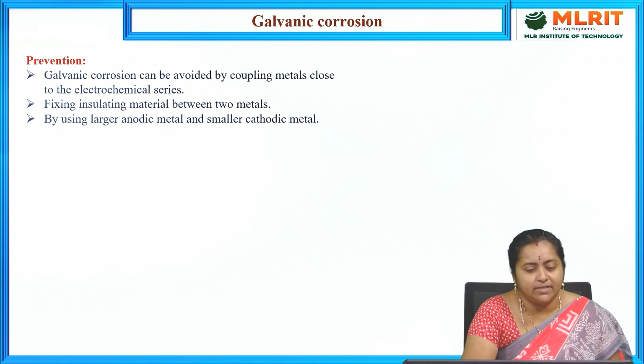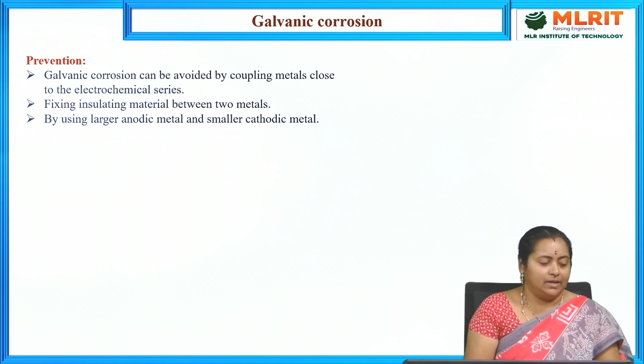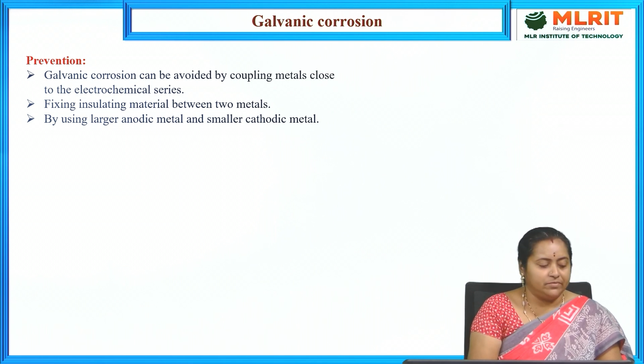And then by using a larger anodic metal and a smaller cathodic metal, we can also prevent galvanic corrosion. So this is what we call bimetallic type of corrosion, in which we can notice two dissimilar metals which are in mutual contact with each other in the presence of a medium.